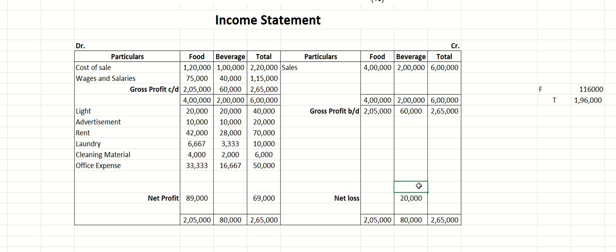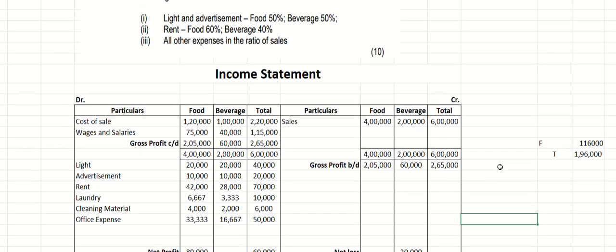And at least what should we do? We should throw away the beverage department from our business. Then what can happen? We can enjoy more profit, isn't it? If that idea is clear, you have got what is departmental accounting and what is the importance and objective of departmental accounting. So this is how to do the income statement as per departmental accounting.